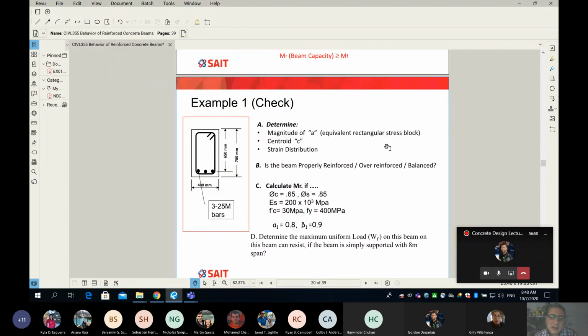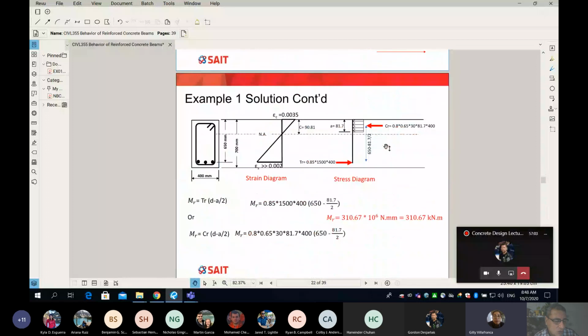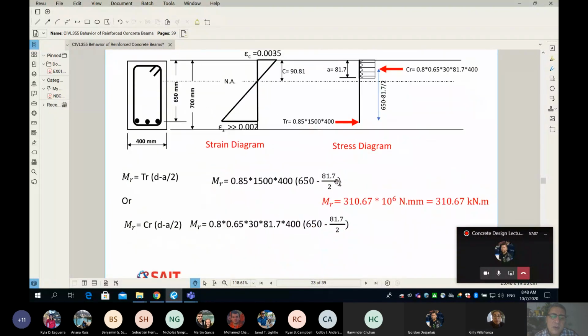We can do that. Please watch me. I'm going to show you right now how to find the moment of resistance, or the capacity of your beam. Very simple, very, very simple, not super science. You see here that's the strain diagram, and on the right here, that's the stress diagram. Look at the stress diagram. You can see everything is known. So far, we know the A is equal to 81.7, which is correct.